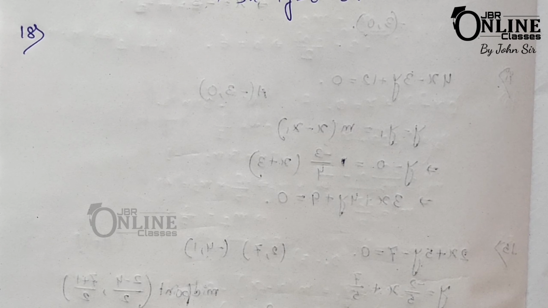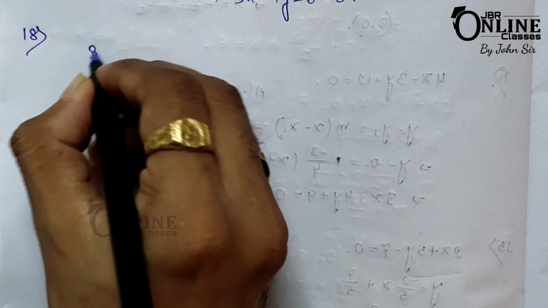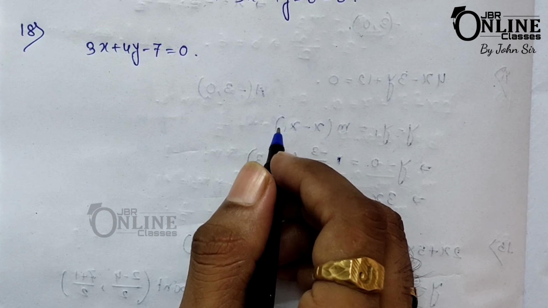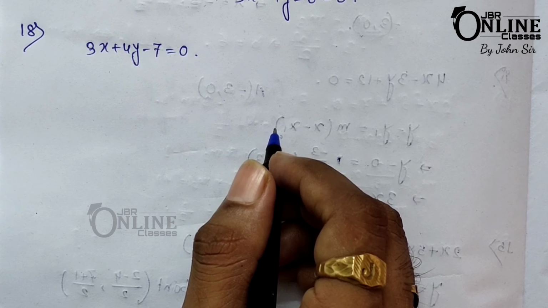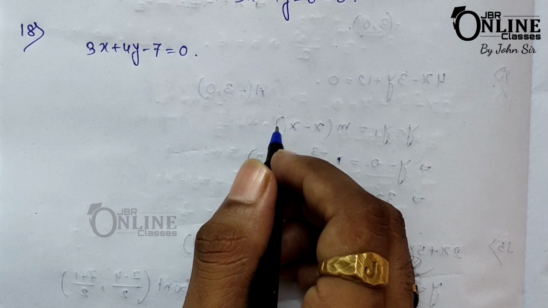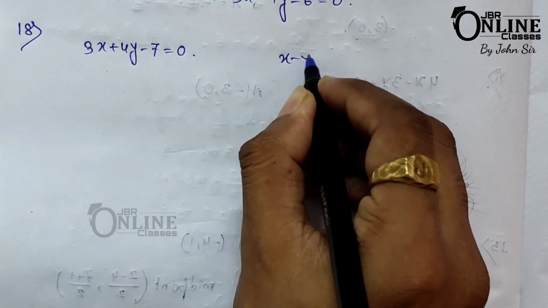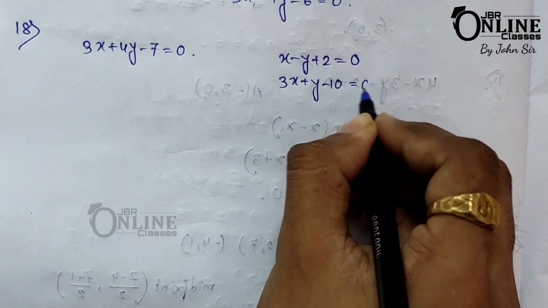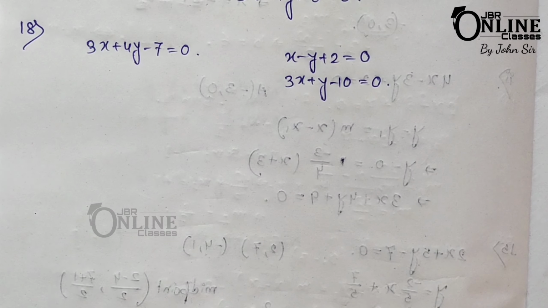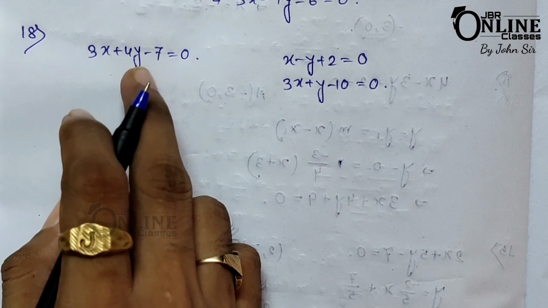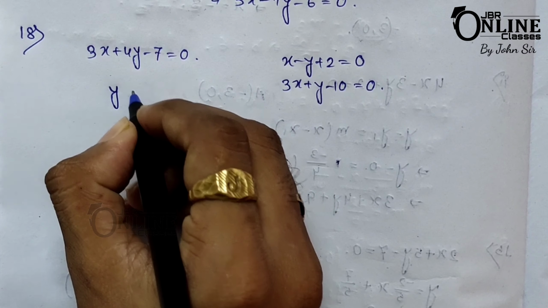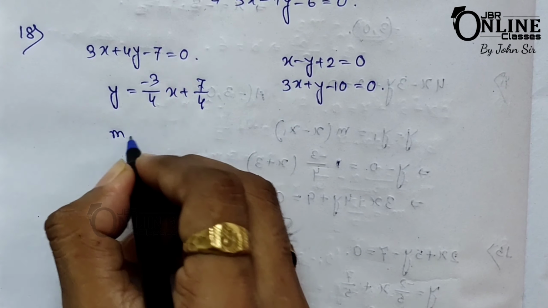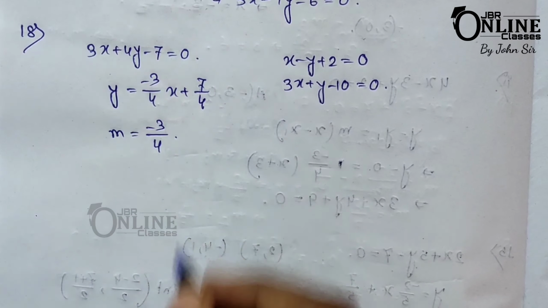Now sum number 18. The equation of a line is 3x plus 4y minus 7 equals 0. Find the slope of the line, that is the first part. The next part: the equation of a line perpendicular to the given line and passing through the intersection of the lines x minus y plus 2 equals 0 and 3x plus y minus 10 equals 0. First we have to find the slope of that line. From here you will get y equals minus 3/4 x plus 7/4. That means the slope of that line equals minus 3/4.